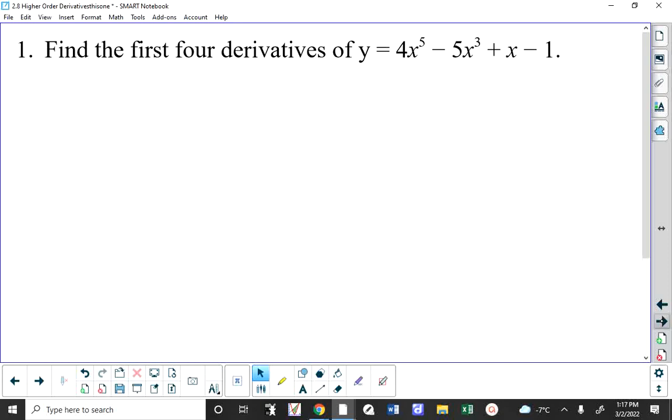So let's do this. What are the first 4 derivatives? This is not a gargantuan problem for us to solve. The first derivative, which would be dy/dx, is going to be 20.